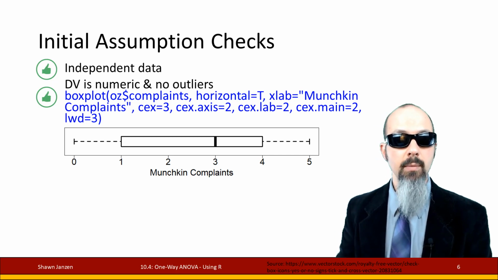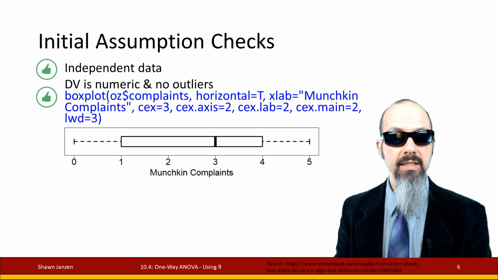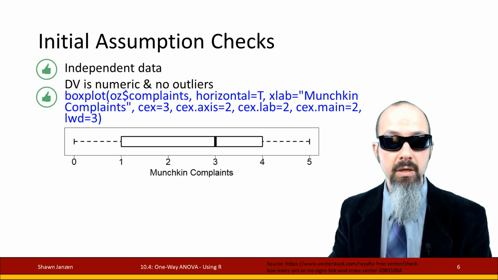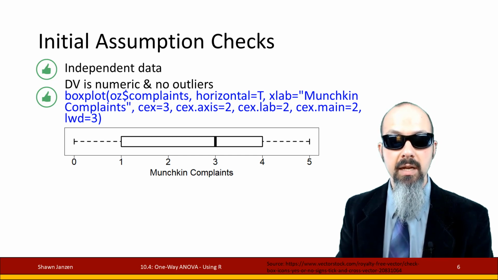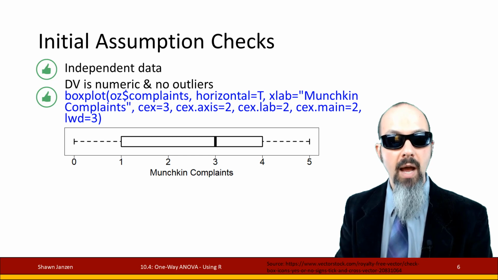The next one is dealing with the numeric DV, and it doesn't have outliers. That was the number of complaints of Wicked Witch activity. That is a numeric measure, and I just put it into a box plot here. Now I'm looking at the tail and the whiskers. I don't see any outliers up above and down below, so I'm pretty good there. 2 thumbs up so far.